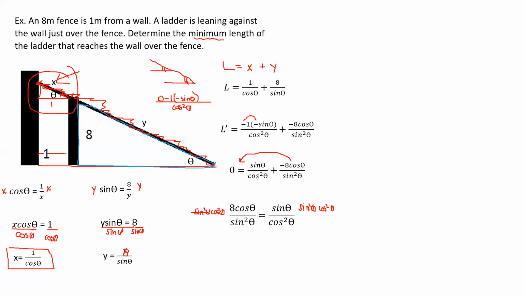So that will eliminate this denominator and eliminate this denominator. So sine cubed on this side and 8 cos cubed on the other. That's a pretty complicated equation to solve. So what if we divided by cosine cubed? What would that do for us?